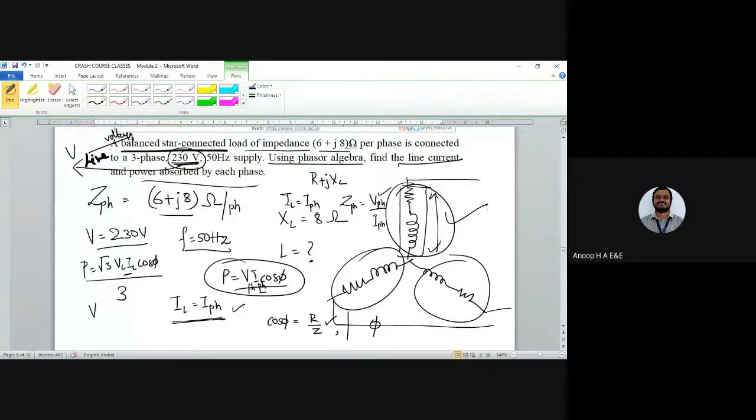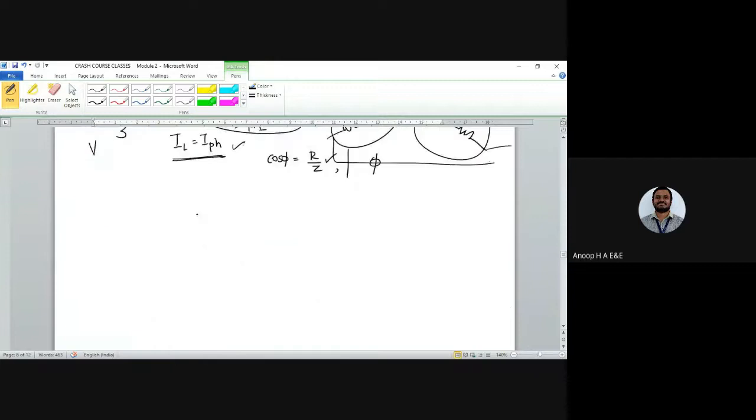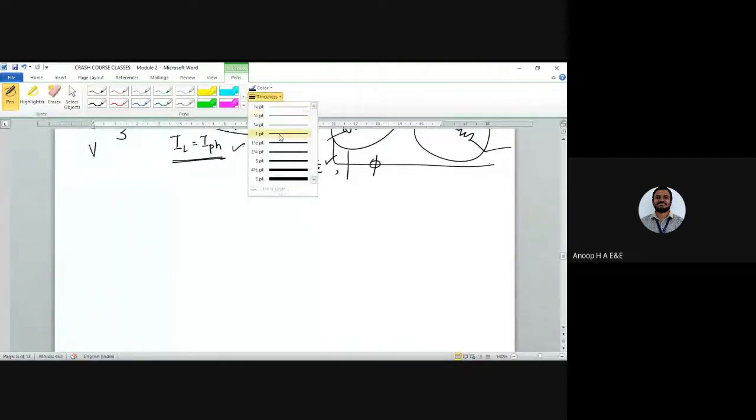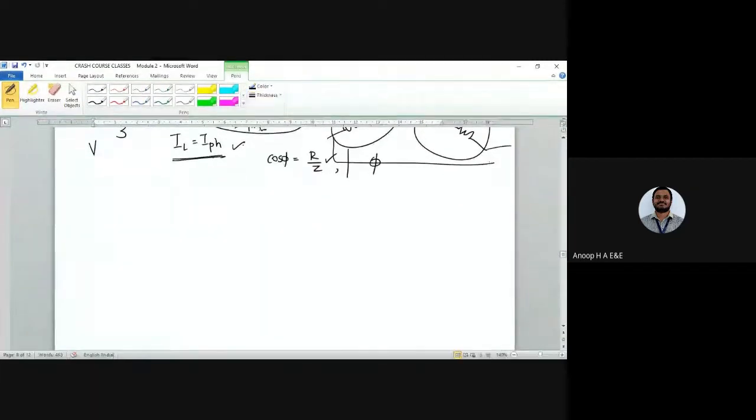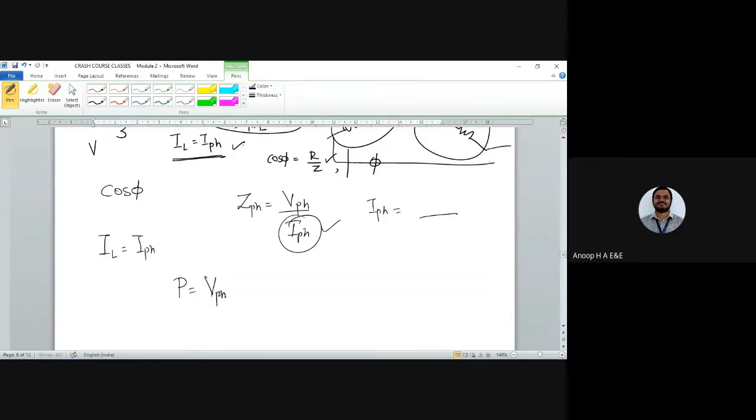Okay, so this is how you will be solving the problem. First we'll be finding out cos phi. Next we'll be finding out Z phase, that would be equal to V phase divided by I phase. Okay, so we'll be finding out I phase next. IL would be equal to IPH. Okay, so next what we'll be doing, power calculated per phase, V phase into I phase into cos phi.